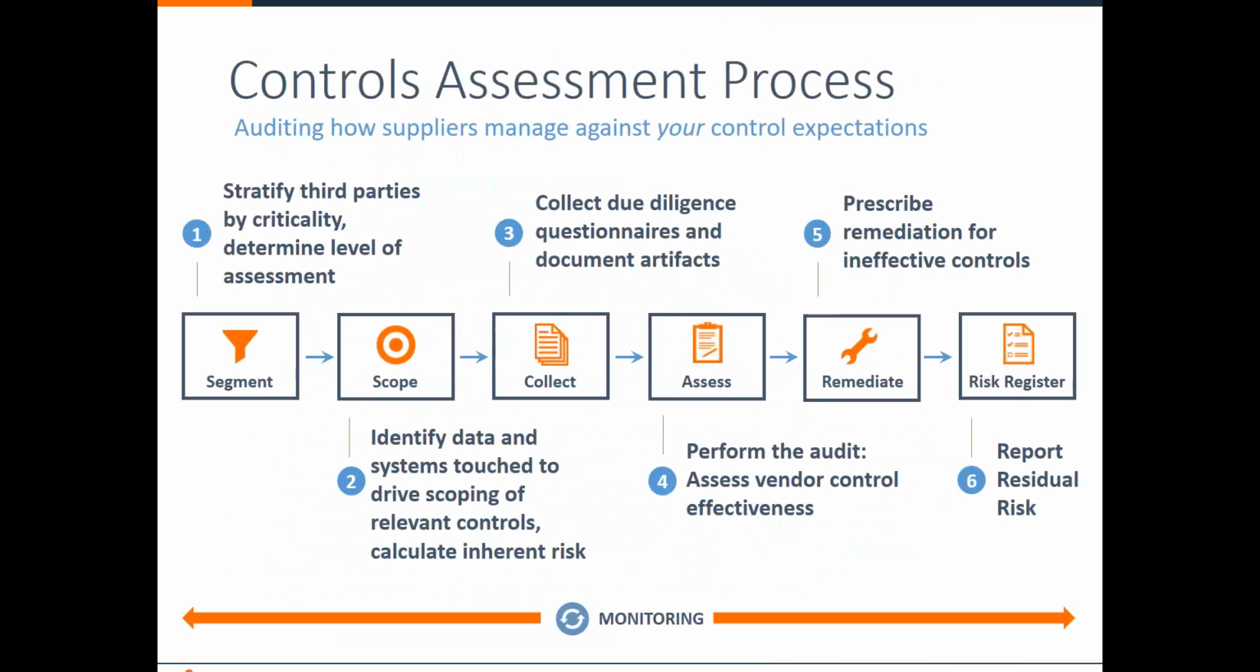Sometimes you'll get into a situation where you're going to change the nature of the relationship. And that should be a trigger to go right back to the beginning and just, once again, check the segmentation and scoping. And you may find that you have to do a different level of due diligence. You have to look at different controls because the vendor is now exposing you to new sets of risks.